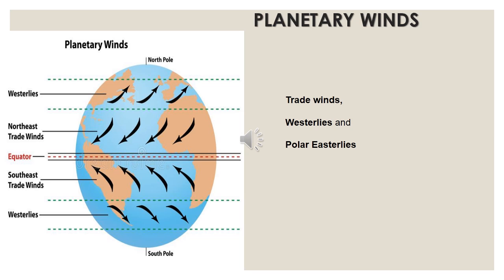First, planetary wind. The winds which constantly blow in the same direction throughout the year are called planetary winds. Since they blow throughout the year in the same direction, they are also called permanent wind or the prevailing wind. These winds include trade wind, westerlies, and polar easterlies.